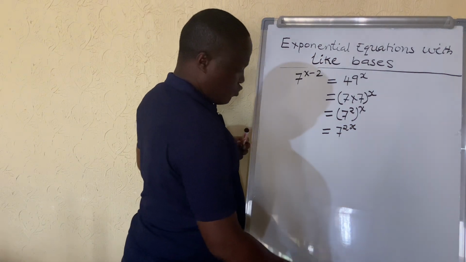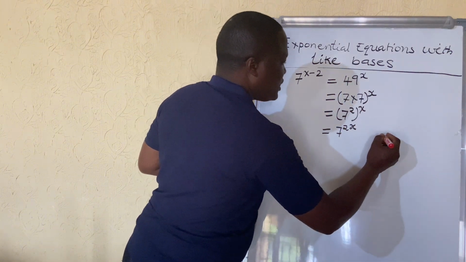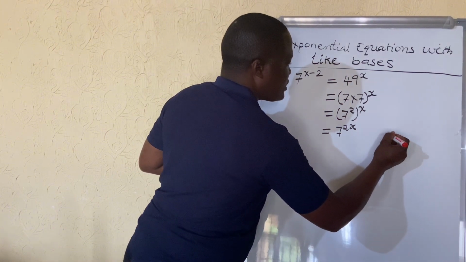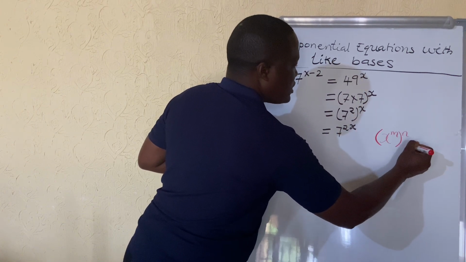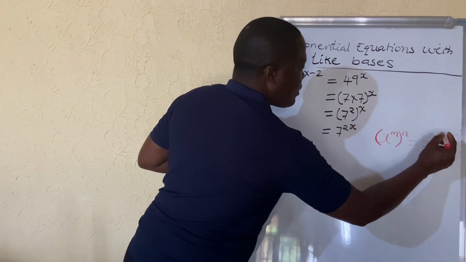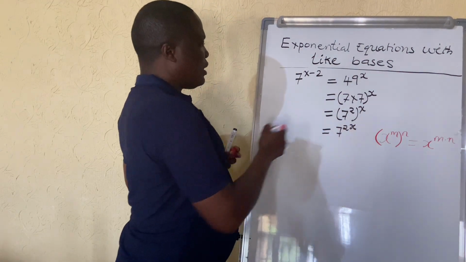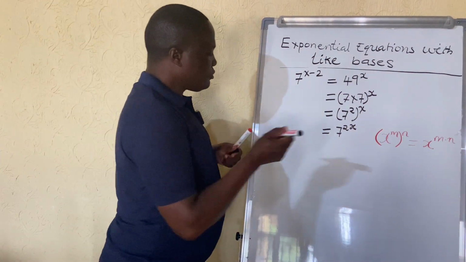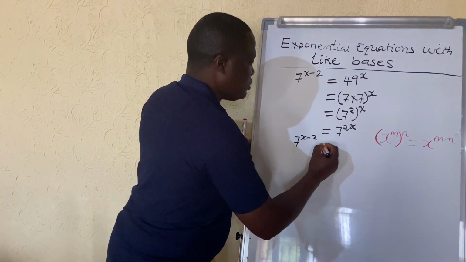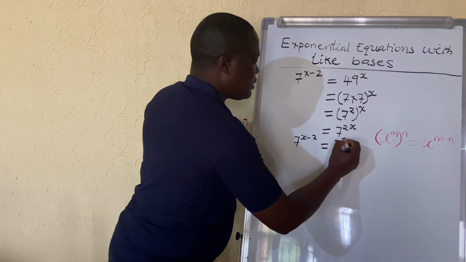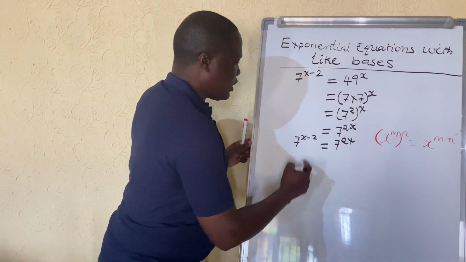So here we are using the power rule or rule of exponents, which says that if you have x raised to the power m, all of that raised to the power n, this is the same as x raised to the power m times n. So that is what we use here to have this. So here we have that 7 raised to the power x minus 2 is equal to 7 to the power 2x. The bases are the same, so we equate the powers.